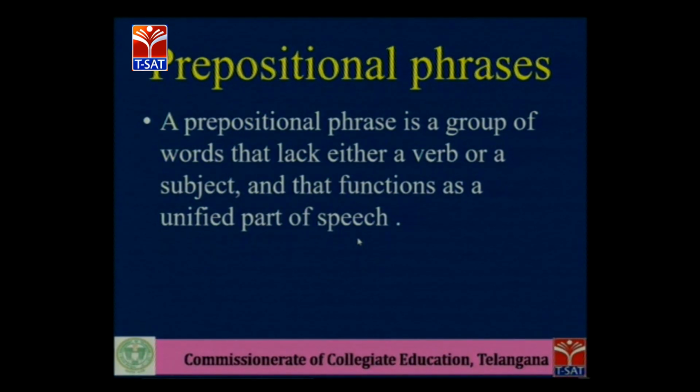So a prepositional phrase is a group of words that lacks either a verb or a subject and that functions as a unified part of speech. And what is a preposition? Prepositions show a relationship between two other words in a sentence, and this relationship can be between a noun or pronoun and a verb or two nouns or pronouns. And there are three types of prepositions in English: simple prepositions, compound prepositions and phrase prepositions. And what are the other types of prepositions? They are prepositions of time, prepositions of place and prepositions of movement.